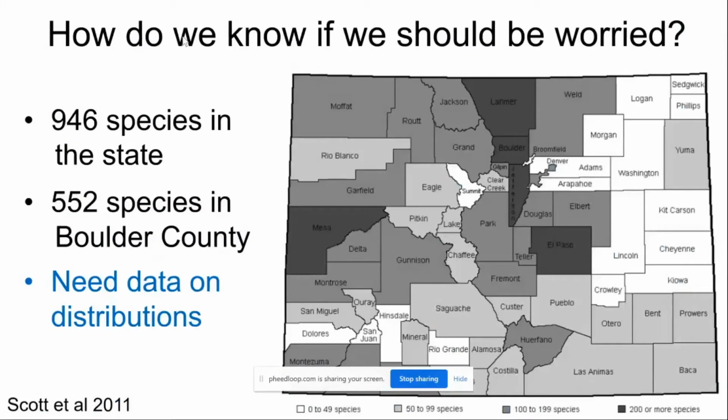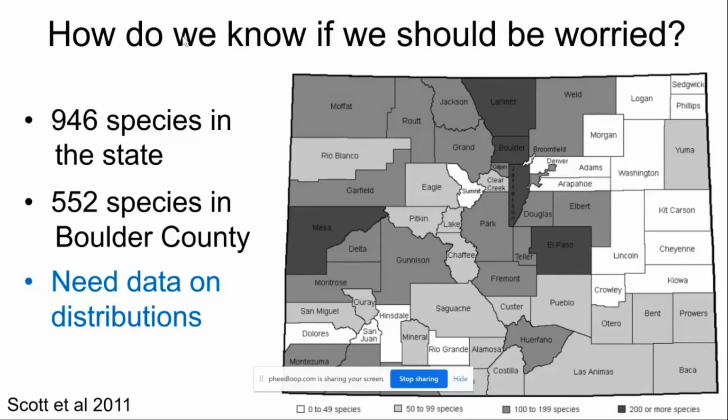And so if anybody's seen an outreach talk of mine or from other folks around the Front Range, you've probably seen this map before from Virginia Scott's paper in 2011, The Bees of Colorado. One of the most common questions I get is, how do we know if we should be worried about our bees? And we know a lot comparatively about bees within Colorado. Virginia compiled 946 species within the state.